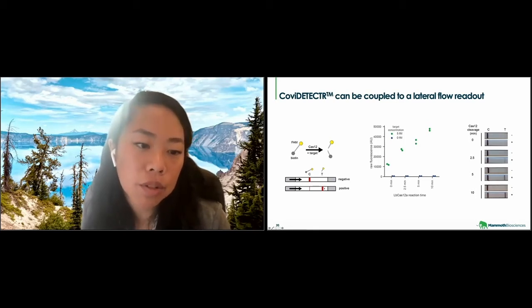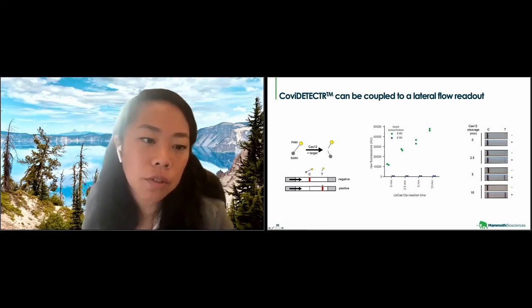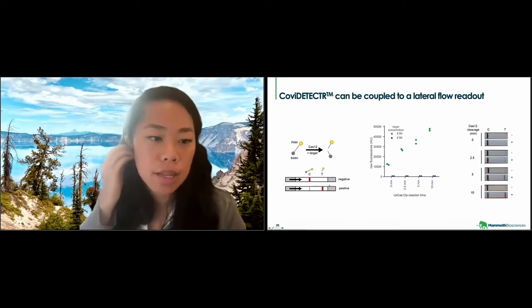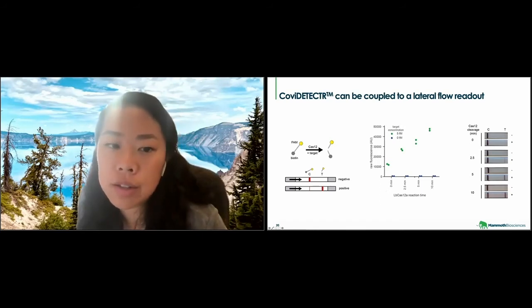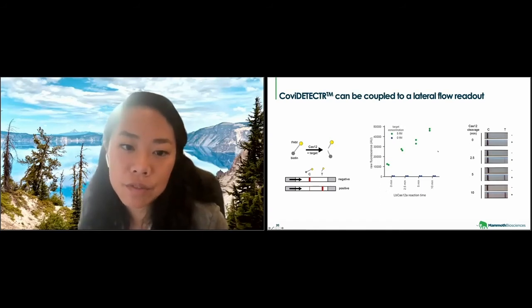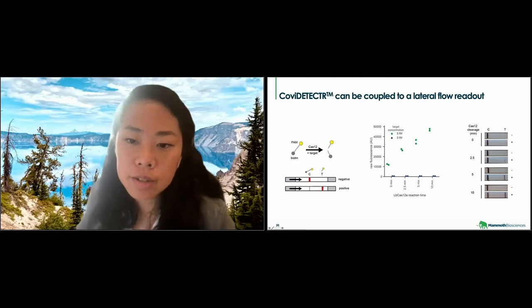And that's how we're able to achieve separation of the positive versus the negative sample as seen on this lateral flow strip. We also show that we're able to get a robust visual signal within 5 to 10 minutes of the reaction, as you can see with this time course on the right.